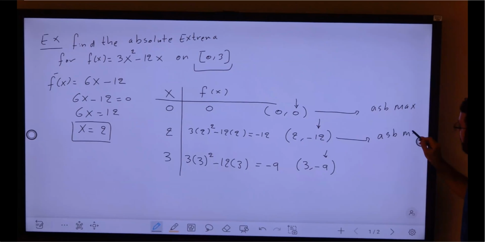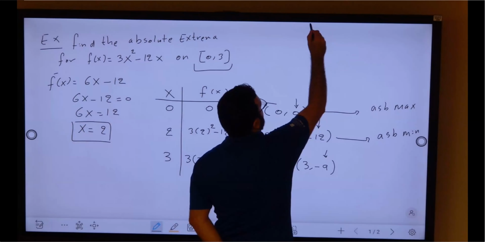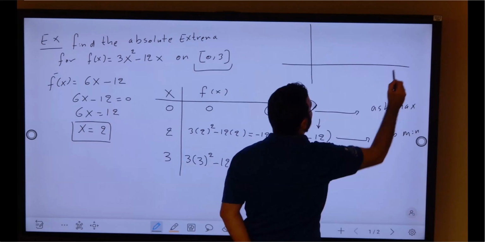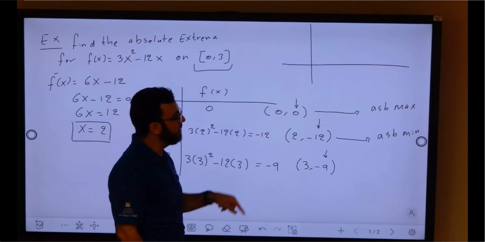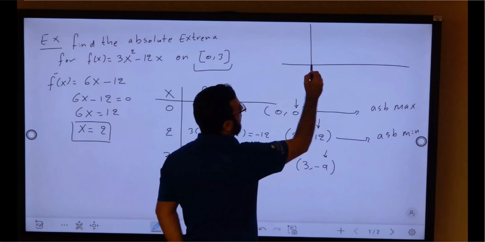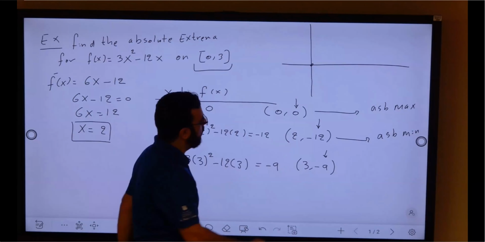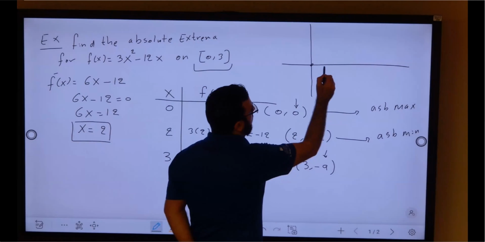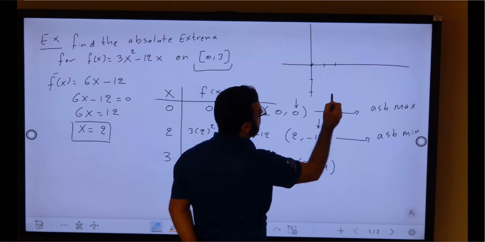How do you know which one becomes the relative maximum or relative minimum? Okay, so go ahead and grab the points. Let's grab the first point. It's 0, 0, right? So here is the 0, 0. The second point is 2, negative 12. So let's say here is 1, 2, and here is 2, negative 12.